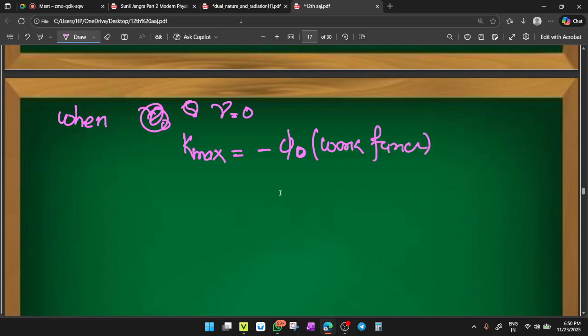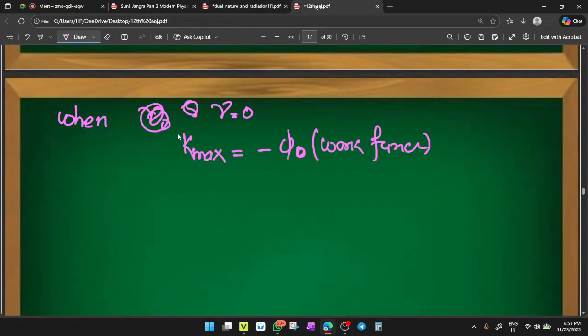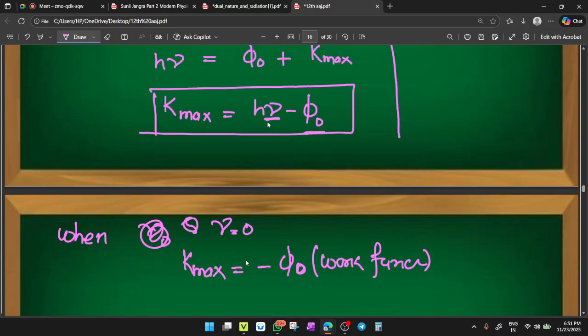Work function. So check here. This is for the zero frequency. For a zero frequency, the value of kinetic energy becomes phi naught 1, the first work function. For kinetic energy 0, this is equal to phi naught 2. Clear? If you put nu equals 0 here, you will have kinetic energy equals phi naught. Clear?